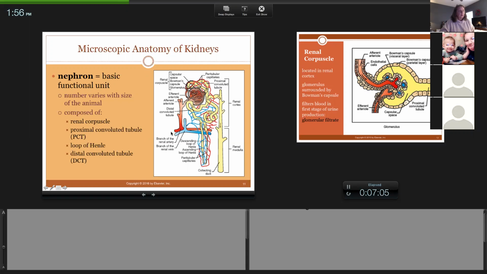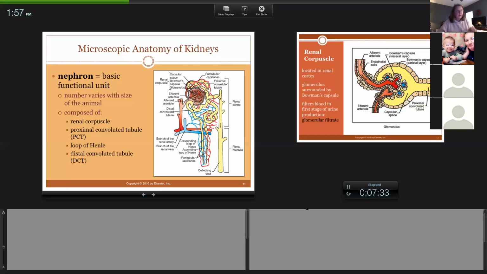Now, if you notice blood flow, here is red blood coming in. When blood comes from the aorta, remember it comes to the renal artery, and that artery is going to branch into tiny little arterioles, and they are going to go to every single nephron. So if a cat has 200,000 nephrons, there are effectively 200,000 arterioles.